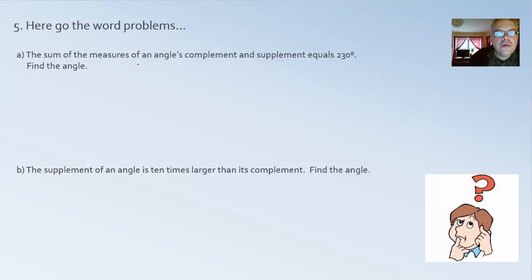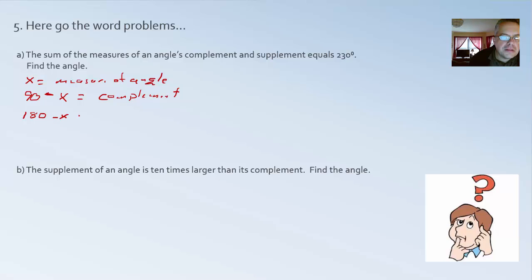So here we go. The sum of the measures of an angle's complement and supplement equals 230. Find the angle. The secret to these problems is how you set it up. So we're going to let x equal the measure of the angle. We have to represent the complement. The complement would be 90 minus x. Whatever our angle is, its complement is 90 minus that. And the supplement would be 180 minus x.